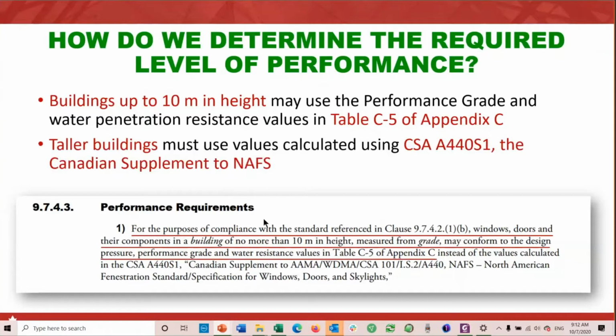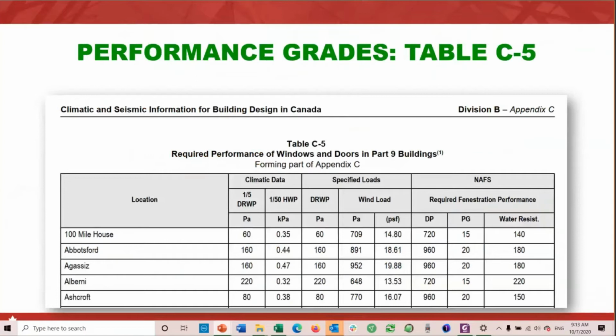So buildings up to 10 meters in height can rely on Table C5. Taller buildings or buildings outside of Part 9 would be calculated using CSA A440S1, the Canadian supplement to NAFS. So this is what Table C5 looks like. And it's easier to see the headings of the table if we're at the top of the table. So we'll use Abbotsford as an example.